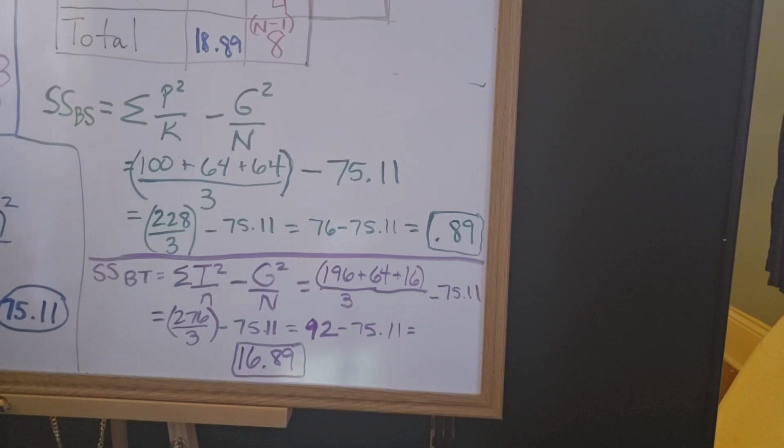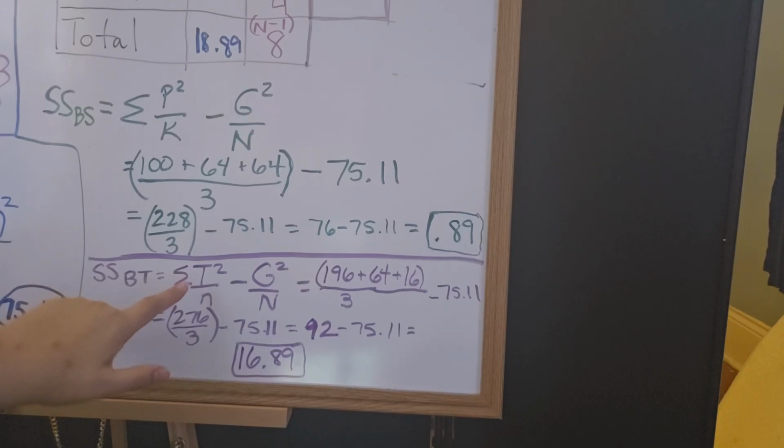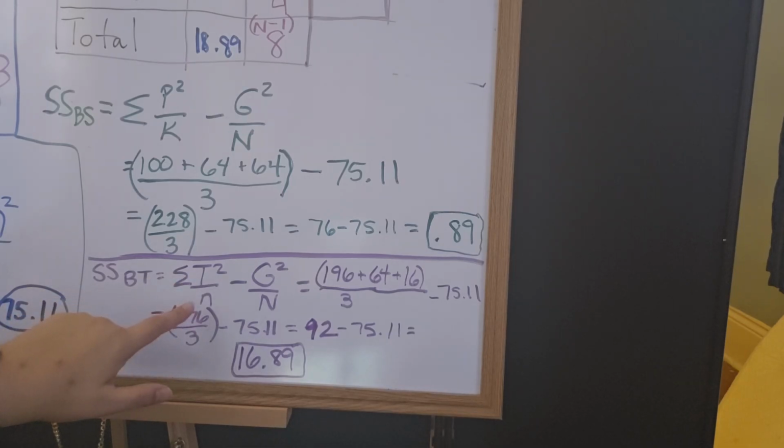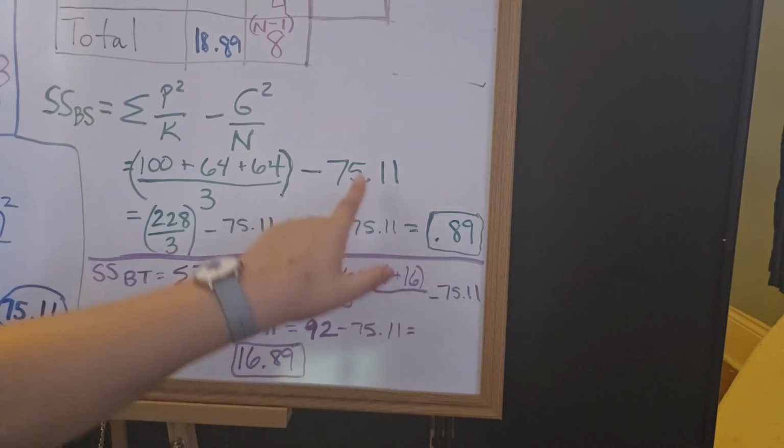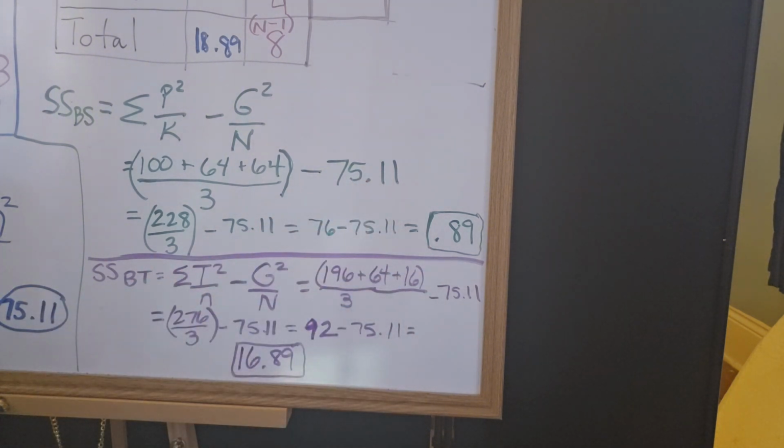All right, what do we have here? We have our formula for sum of squares between treatments, which is the sum of t squared divided by lowercase n, minus g squared over capital N, which again we've already computed as 75.11. So we know that number. We're going to be subtracting 75.11. We need to compute the sum of t squared over lowercase n.